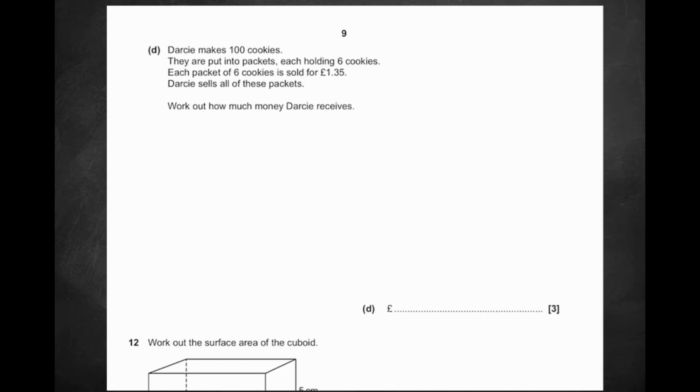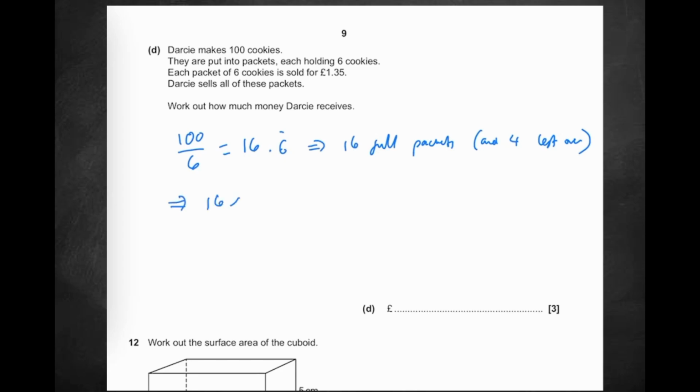So we're going to need to do 100 divided by 6 to work out how many packets. So she had 16.6 recurring, and that means she had 16 full packets and 4 left over. So each packet is sold for £1.35. 16 times £1.35 is going to be our answer. She made £21.60.